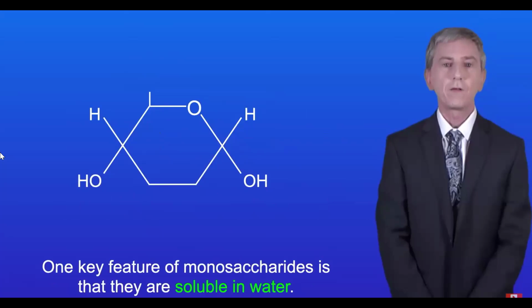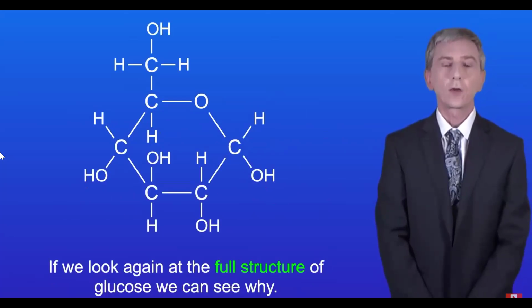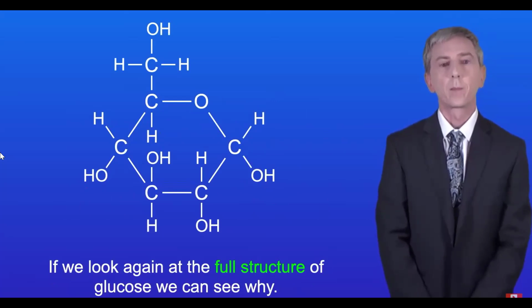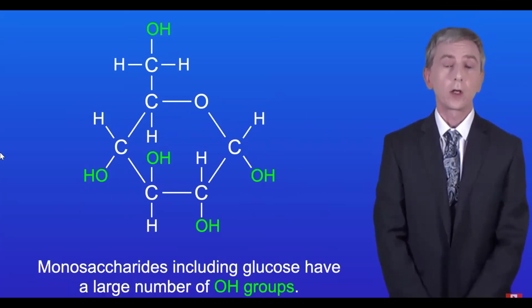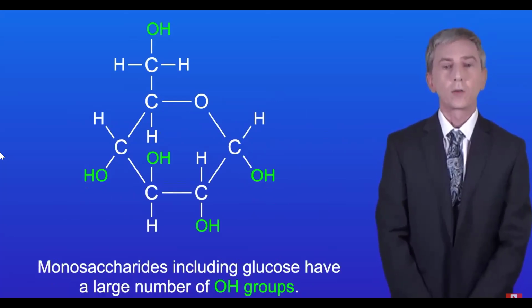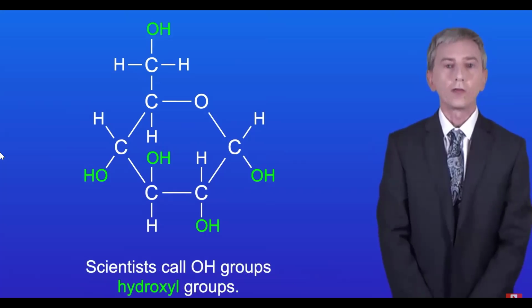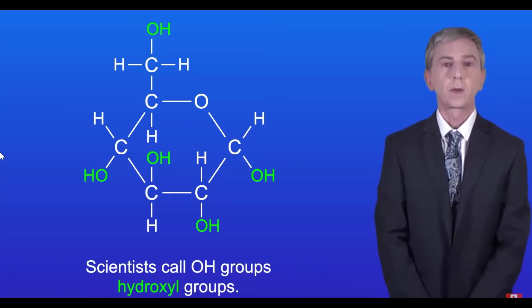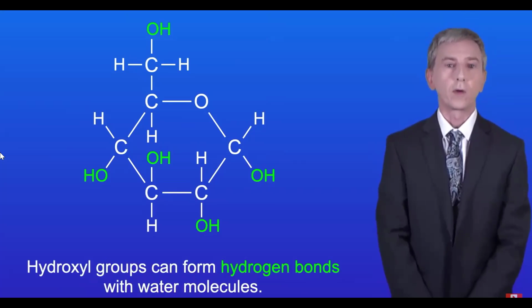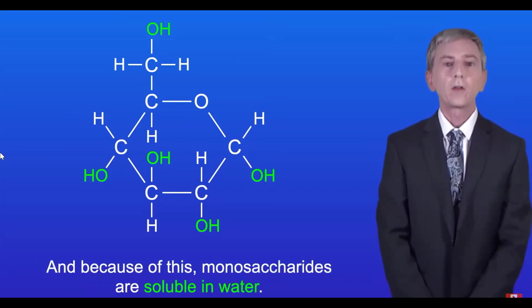Okay, now one key feature of monosaccharides is that they're soluble in water, and if we look again at the full structure of glucose, we can see why. Monosaccharides, including glucose, have a large number of OH groups. Scientists call OH groups hydroxyl groups. Hydroxyl groups can form hydrogen bonds with water molecules, and because of this, monosaccharides are soluble in water.